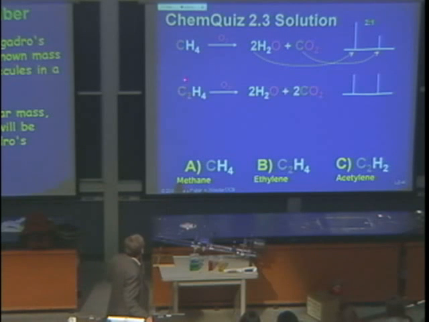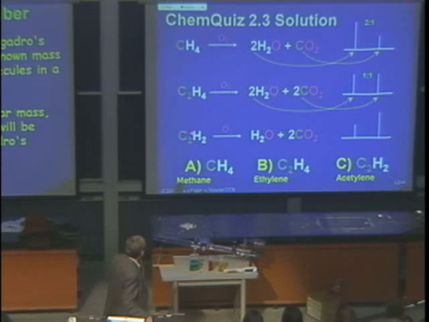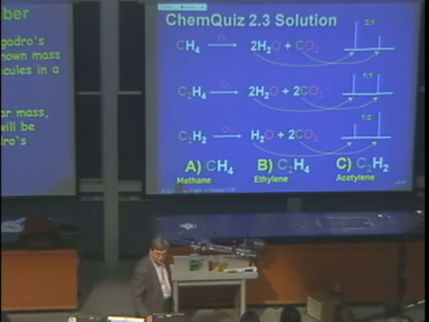Now, for the next one, what would be the ratio here? 2 CO2 and 2 waters. What would be the ratio? 1 to 1. So what is it then? We make 2 CO2s and 1 water. 1 water and 2 CO2s, 1 to 2. And with this, the answer was C.